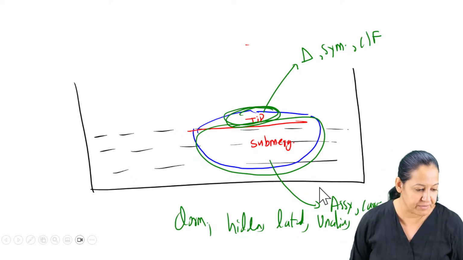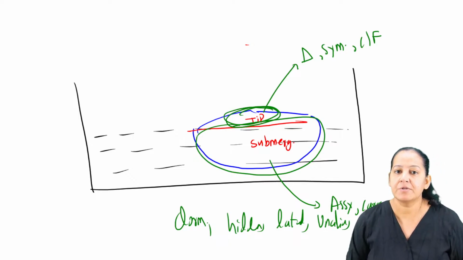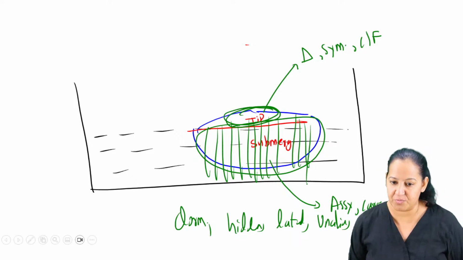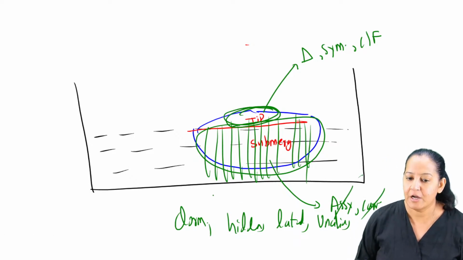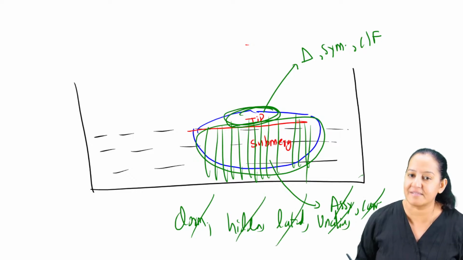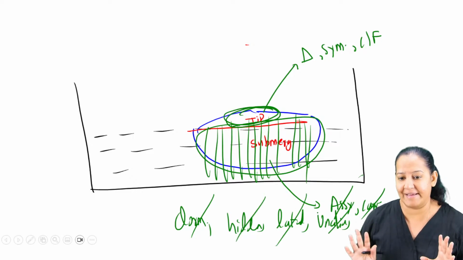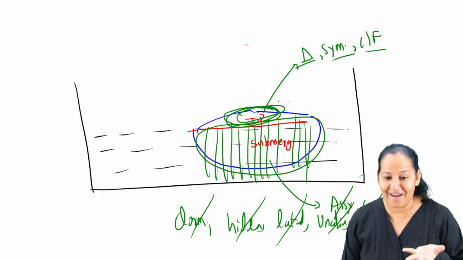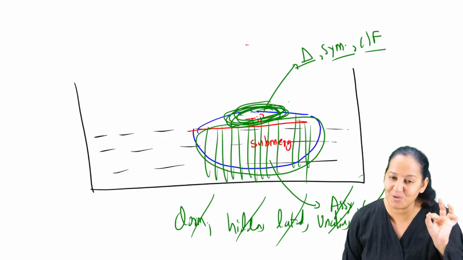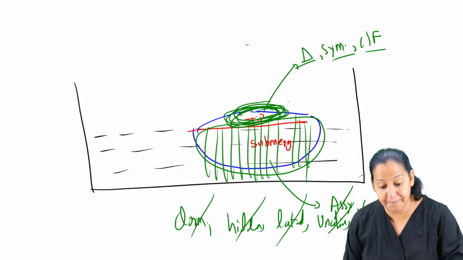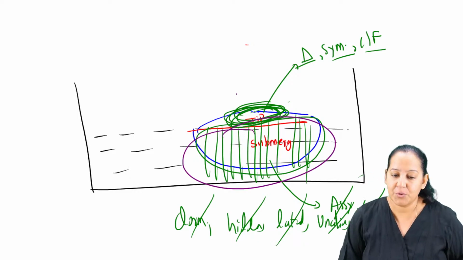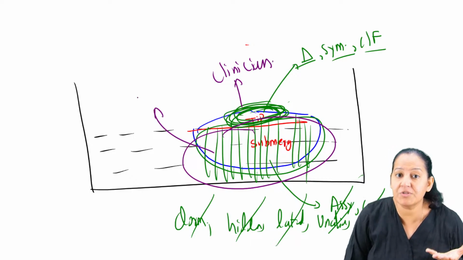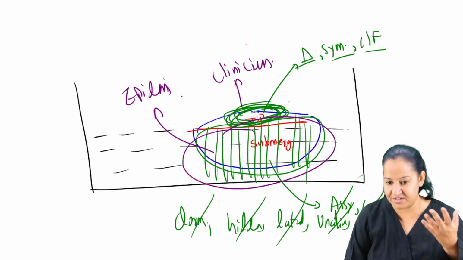So that is the submerged portion. You got my point? The submerged portion is maximum. It is the biggest chunk. It's asymptomatic, carrier, dormant cases, hidden cases, latent cases, undiagnosed cases, subclinical cases. And the diagnosed symptomatic clinical feature is only a small tip. So whatever money we are earning is from the tip only. The clinician is always interested in the tip and the epidemiologist is interested in the submerged portion. We all are clinicians.